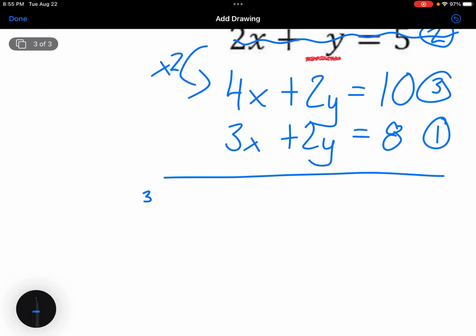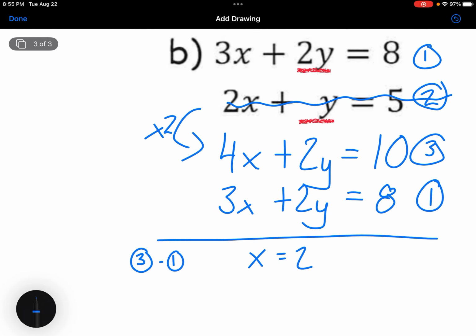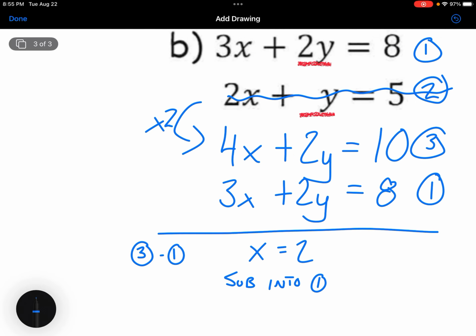So I'm going to do 3 minus 1. 4x minus 3x is just x. 2 minus 2 is 0. And this is x equals 2. Now I'm not going to sub into 3 because technically I solved for 3 and I created it, and I don't know if it's 100% correct. I can sub into either 1 or 2. Now I've put a line through 2, so I'll sub into 1, just because I've crossed 2 out.